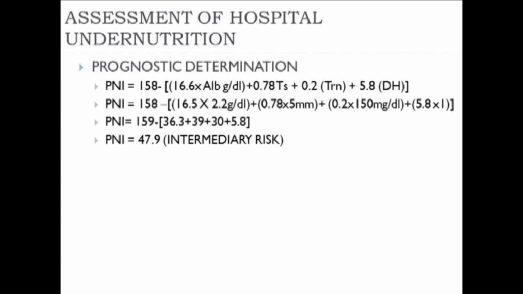So what I've done here is I've entered the values of 2.2 grams per deciliter for albumin, 5 millimeters for the tricep skin fold, 150 milligrams per deciliter for the transferrin, and for the delayed hypersensitivity, essentially a 1 millimeter ring. So as we calculate this, notice how I do all the calculations in the parentheses first. 16.5 times 2.2, I get 36.3, 0.78 times 5, I get 39, 0.2 times 150, I get 30, and then 1 times 5.8, I get 5.8. So the 159 then subtracts the addition of all these values, and I get 47.9, sorry. So then, because it's between 40 and 49, it's an intermediary risk of morbidity.